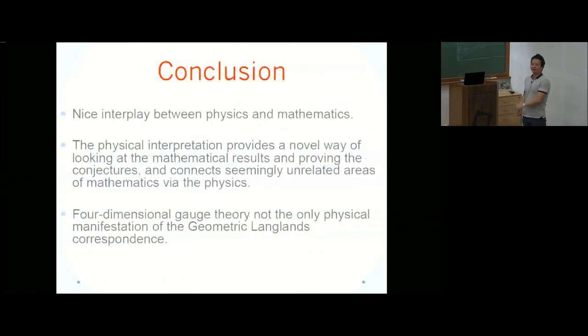Okay, so I've come to the end of a very long talk. In conclusion, there's a nice interplay between physics and math, as you can see. The physical interpretation provides a novel way of looking at the mathematical results and proving the conjectures, and connects seemingly unrelated areas of math via the physics.